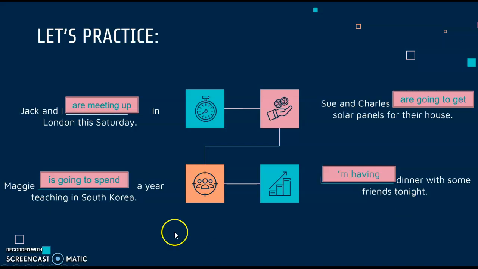As we can see in sentences 1 and 4, we are using the present continuous for future arrangements. Are meeting up. I'm having dinner. These activities are already fixed. In the case of sentences 2 and 3, Maggie is going to spend. She's talking about a plan. Sue and Charles are going to get solar panels. Again, another plan or intention.